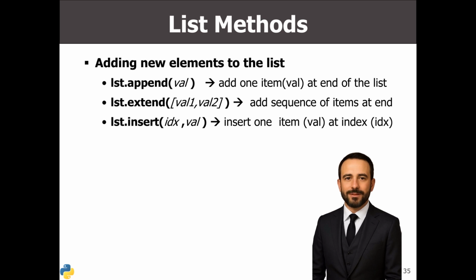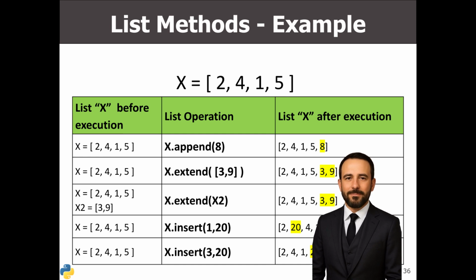Python lists have built-in methods for adding elements. lst.append adds one item, and lst.extend adds a sequence. lst.insert inserts an item at a specified index, offering precise control. This table demonstrates append for single items, extend for multiple, and insert for specific index placement.